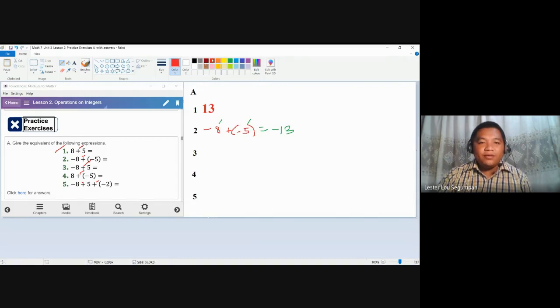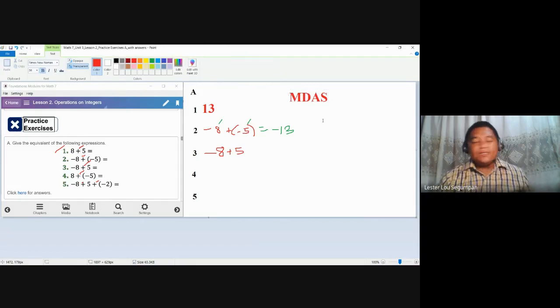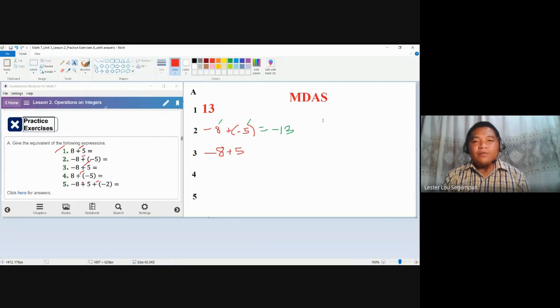Number 3 talks about negative 8 plus 5. Okay? Negative 8 plus 5. I would like to emphasize kasi ito yung may ibang concerns ng students natin. Kasi nga, meron tayong concept ng MDAS. MDAS means the sequence of operations to be followed in terms of multiplication, division, addition, and subtraction. But it doesn't necessarily mean that one operation is superior than the other or to be prioritized first than the other. The real meaning of MDAS is MD from left to right, whichever comes first. Again, MD, AS from left to right, whichever comes first.